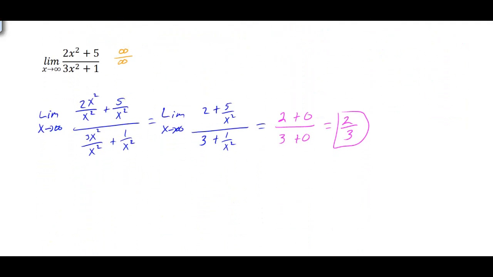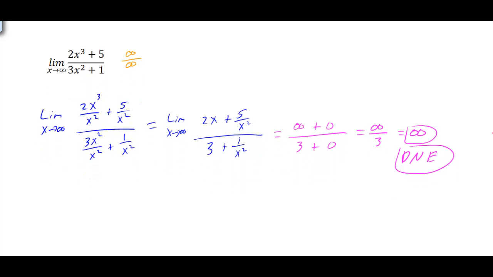And if we look at the next example, if we compare the largest exponent in the numerator, which is a 2, to the largest exponent in the denominator, which is also a 2, notice our answer is 2/3. Do we see a pattern yet? And if we look at the last one, we have an x cubed in the numerator, an x squared in the denominator, and our limit was infinity, so it does not exist.